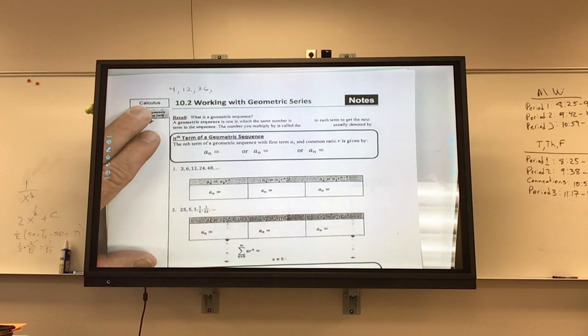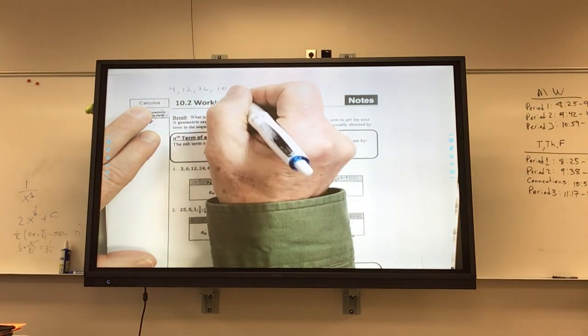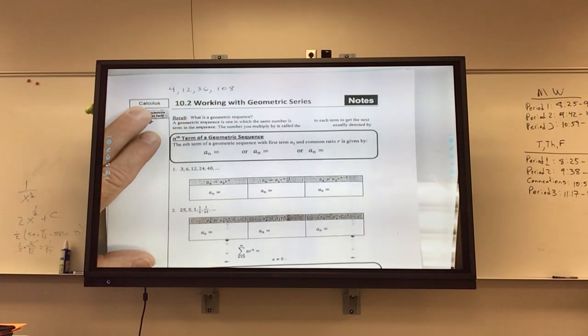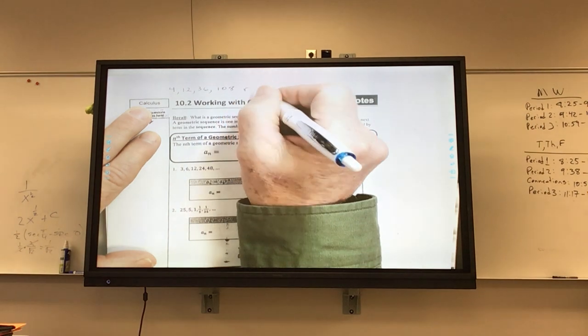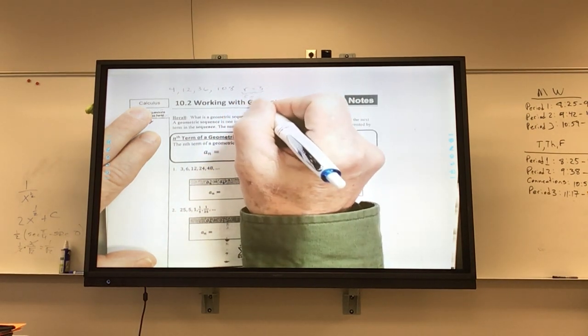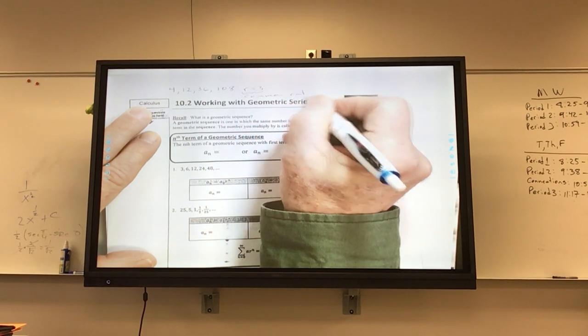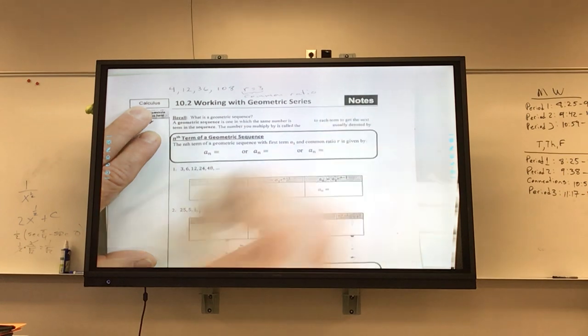108. What did you do to get that 108? Take 36 times 3. So 3 is what we're going to call R, or what is called the common ratio. How would you determine that 3?